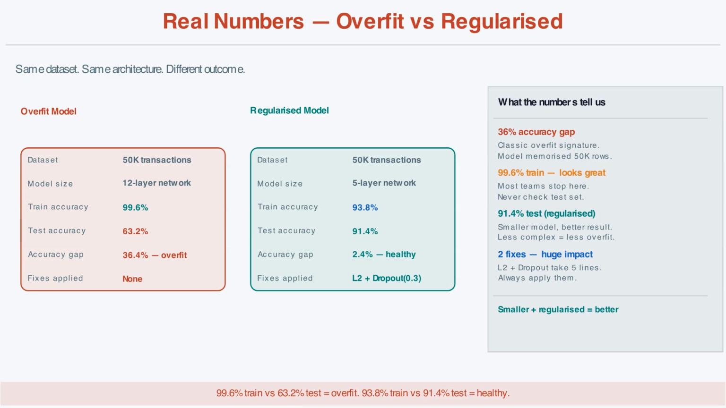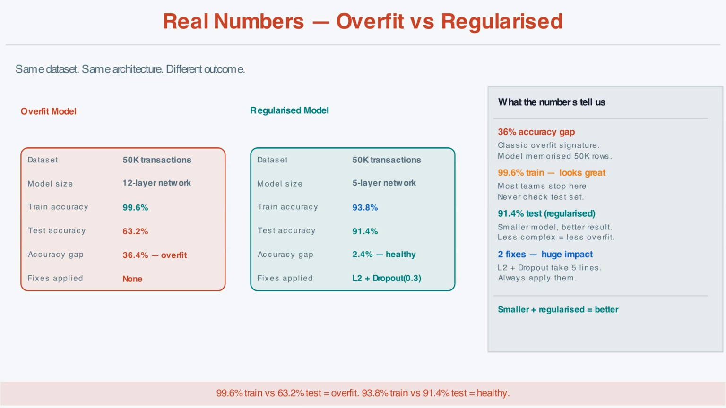The regularized model, we applied 2 changes. We reduced to a 5-layer network, simpler. And we added L2 regularization with dropout at 30%. Training accuracy, 93.8%. Lower than before, the model is no longer memorizing. Test accuracy, 91.4%. The gap is now 2.4%. Healthy. The regularized model is less impressive on training data. But it is the only one that actually works.